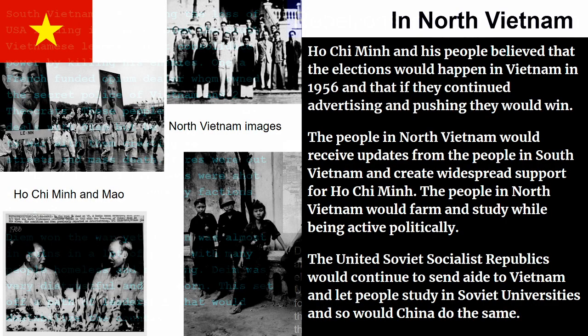In northern Vietnam, on the other hand, it was quite stable. People were farming. They were waiting until the elections in 1956, which wouldn't happen. They were advertising and pushing to win. The people of North Vietnam would receive updates from the people in the south and create widespread support for Ho Chi Minh. The people in northern Vietnam would study, farm, be politically active, engage, all that sort of things. The USSR would continue to send aid to Vietnam and let people study in Soviet universities, and so China would do the same.